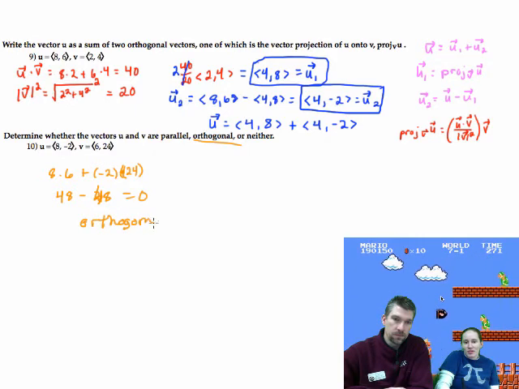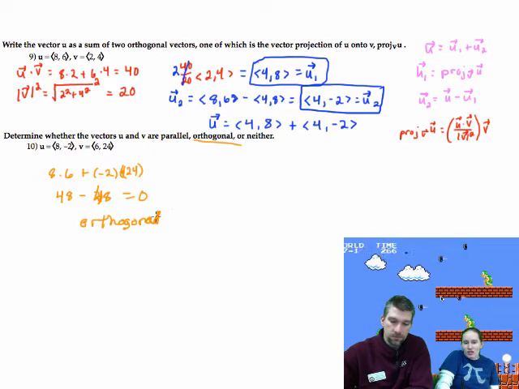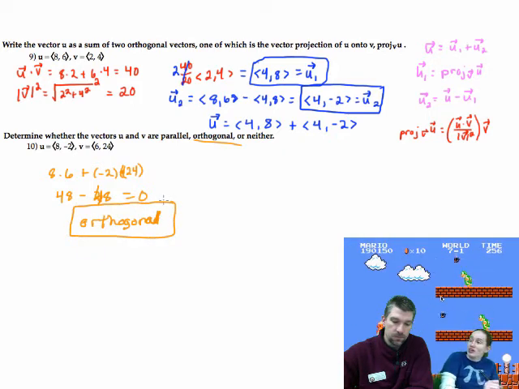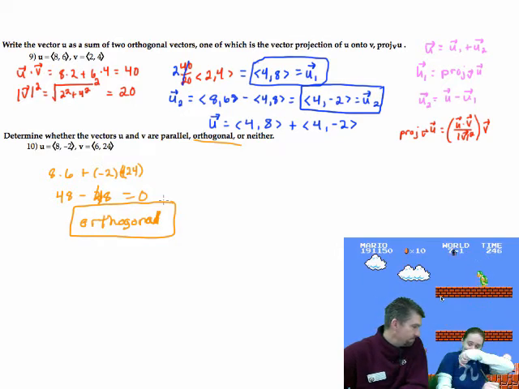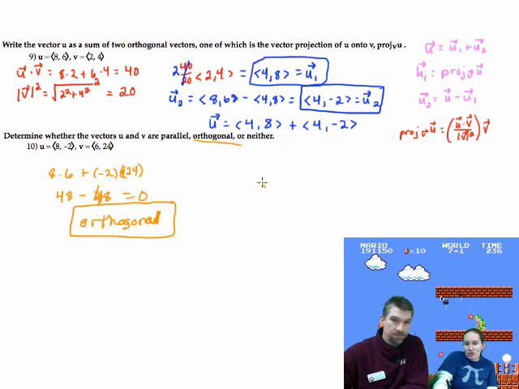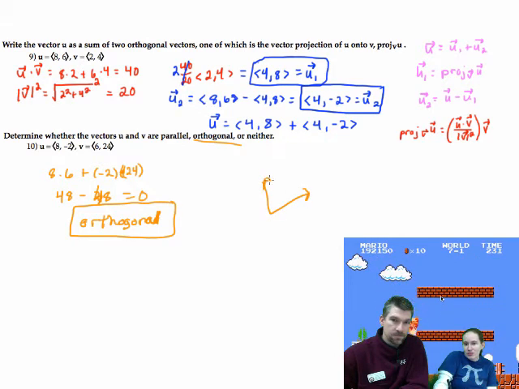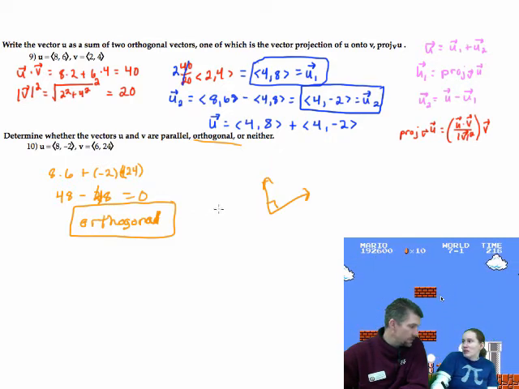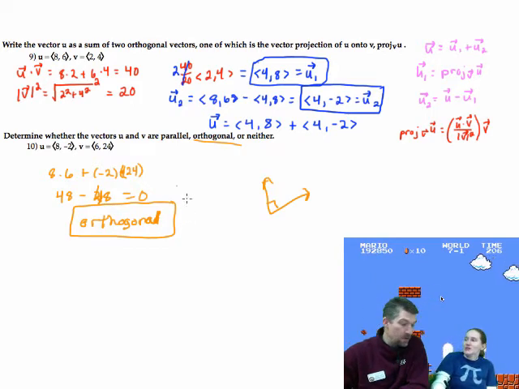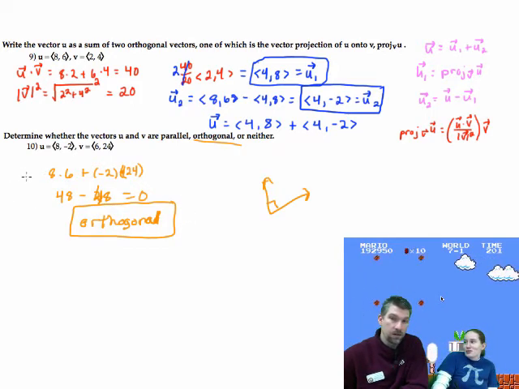Sometimes people ask me, can you have vectors that are orthogonal and parallel? I'm going to have to go with a no, because orthogonal is a fancy word for perpendicular. Let's pretend these are perpendicular. Can those also be parallel? Never. Maybe in a parallel universe, or if we're doing hyperbolic geometry instead of Euclidean.